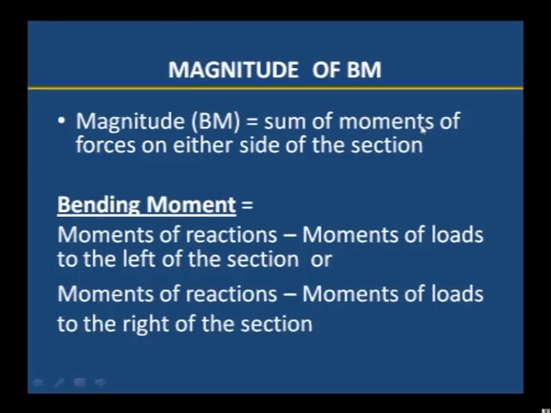Magnitude of bending moment: we can consider it as the moment of reactions minus the moment of the loads to the left of the section, or the moment of the reactions minus the moment of the loads to the right of the section. We can calculate the bending moment from the right side or from the left. First we have to take the moment of the reactions, then from that we subtract the loads acting, into the distance to the point where we need the bending moment.